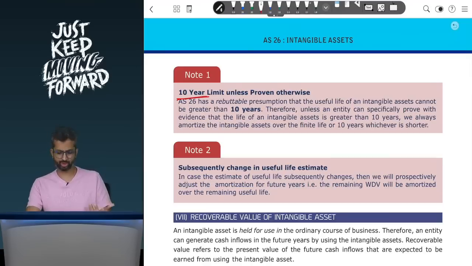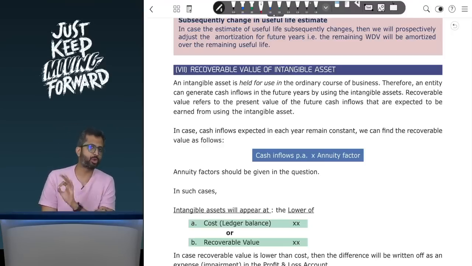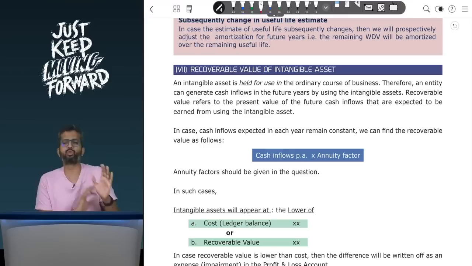Can there be a subsequent change in the useful life? Yes, in which case it is a change in accounting estimate and has to be effected prospectively. Now, the next or next-to-next standard that you study is the standard on impairment, and there is a concept of recoverable value there. Recoverable value is calculated as the higher of the net selling price or value in use. Value in use is the present value of future cash flows.